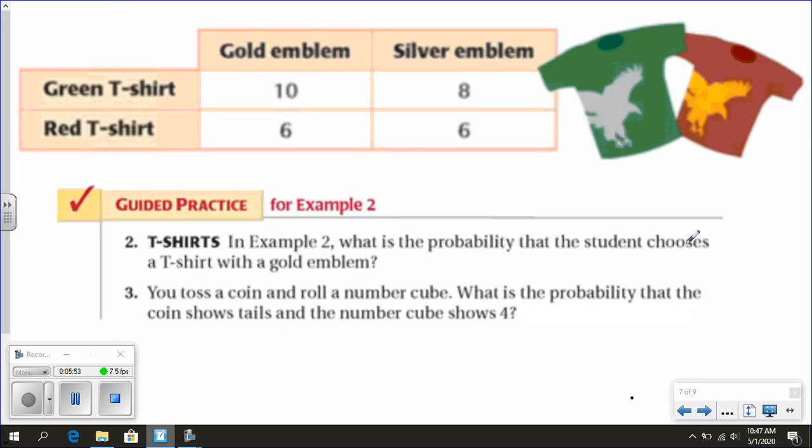All right, same problem here, but just different questions. So what is the probability that a student chooses a t-shirt with a gold emblem? All right, well, let's figure out what is the total gold emblem t-shirts here. We have 10 and 6, so that is 16 over the total number of t-shirts, and we already talked about that that was 30. So you can keep your answer like that, or you can simplify, it's up to you. So this does simplify to 8 over 15.